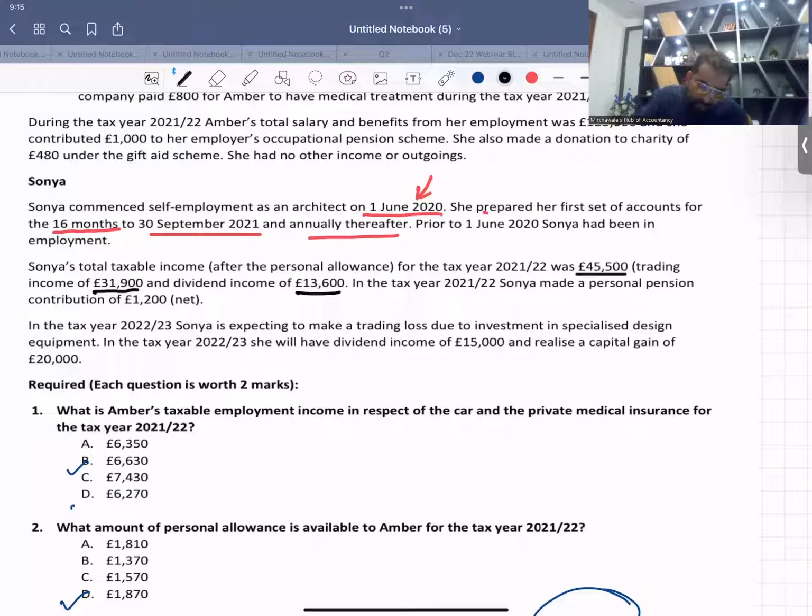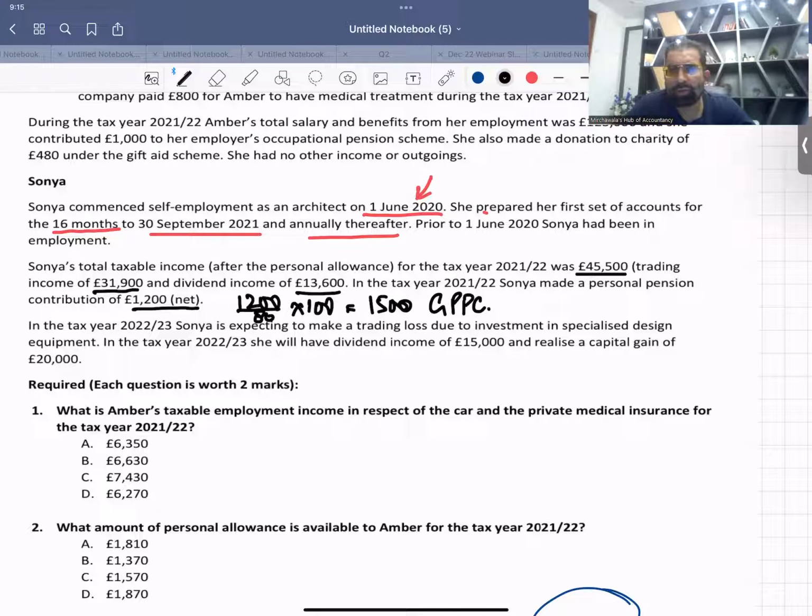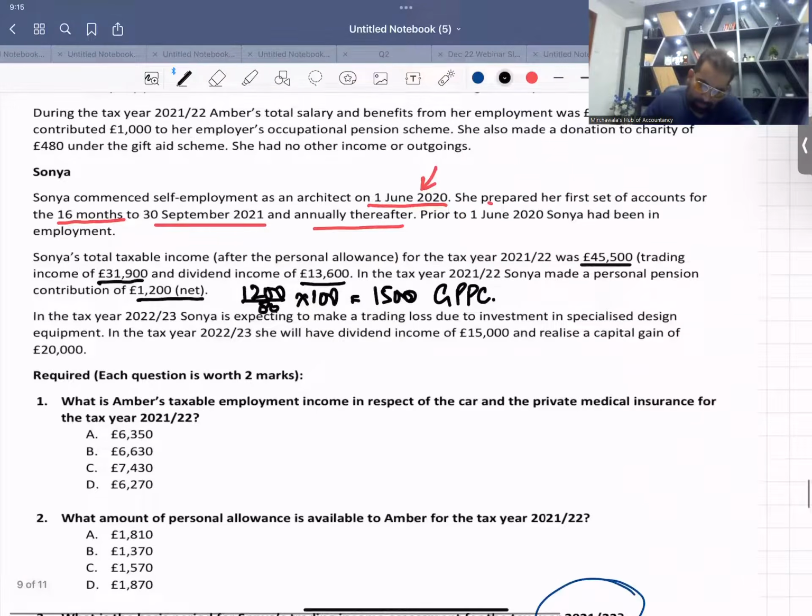So now they are saying Sonia made a personal pension contribution of 1,200 net. So it's 1,200 net divided by 80 multiplied by 100. This will be 1,500 gross PPC. Okay. Gross personal pension contribution will be 1,500, right? Now, in the tax year 22-23, Sonia is expecting to make a trading loss due to investment in a lease. Now wait. First do this.